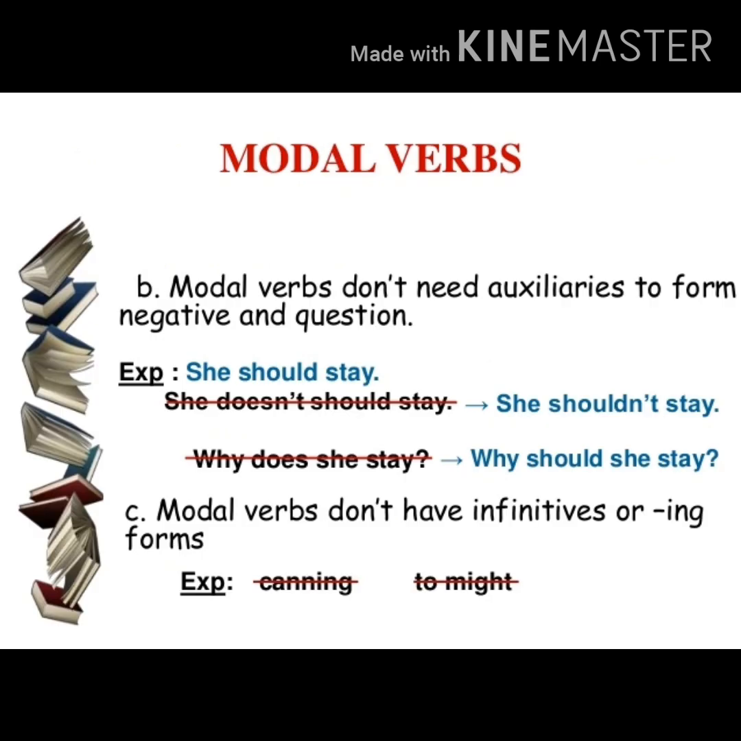Secondly, modal verbs do not need auxiliaries to form negatives and questions. What are auxiliaries? Helping verbs in another form. If we need to convert any sentence into negative or interrogative, we add a few helping verbs after the subject, like do, does, did, has, have. But here, modal verbs do not need this. For example, she should stay. We can simply add not after the modal verb, that is, she shouldn't stay. And for interrogative, we can make it as why should she stay?